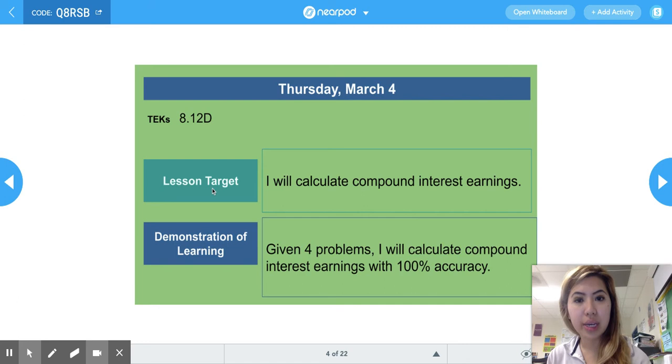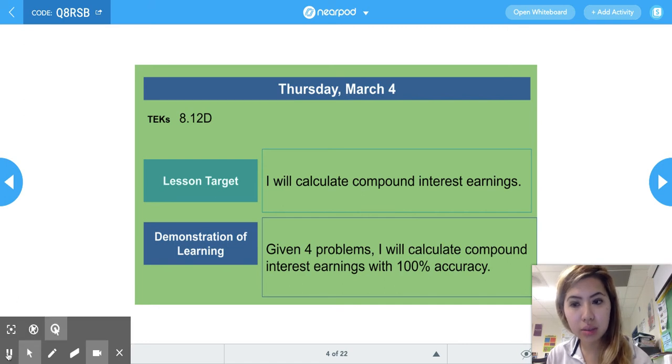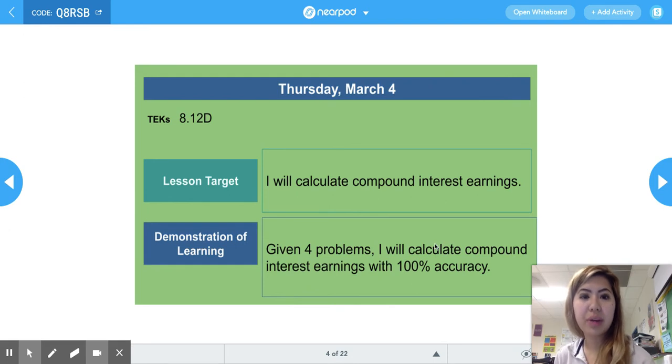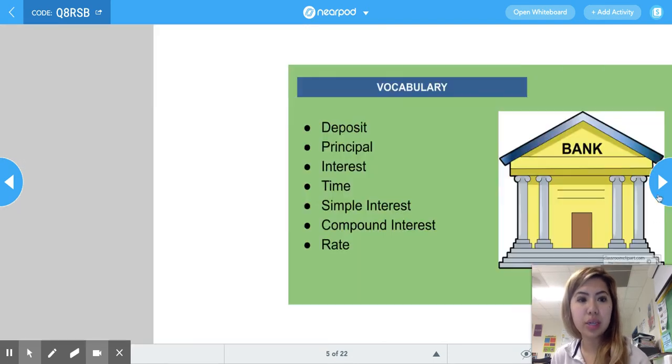Our lesson target is that I will calculate compound interest earnings. Our do well is, given 4 problems, I will calculate compound interest earnings with 100% accuracy.